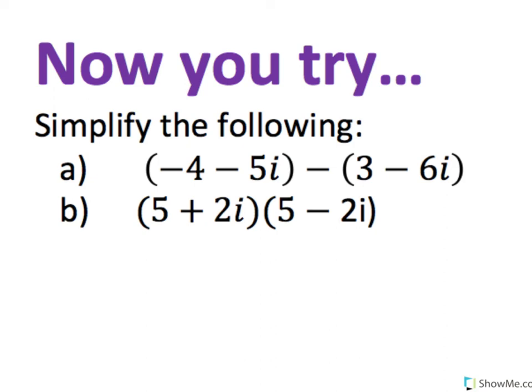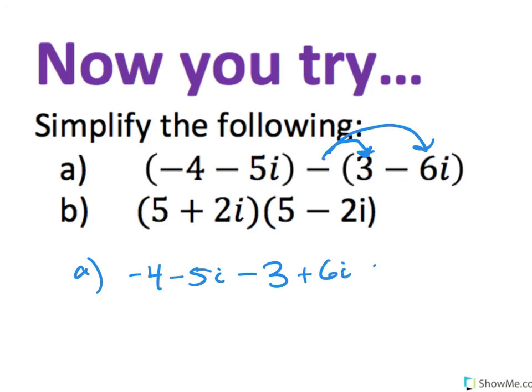So for the first one, for letter A, remember the first set of parentheses you really don't need, but the second set, in order to drop those, you have to distribute. So negative times 3 would become -3, and then a negative times -6i becomes +6i. We're collecting terms here, and so when we do that, the real parts become -7. The imaginary parts, -5i plus 6i becomes +1i, or just +i itself. And then that would be my final answer for A.